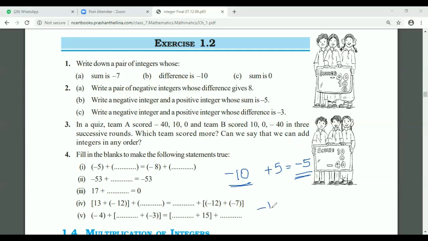If you are taking -15 and adding positive 10 with that, there also you will get -5. So you will get an infinite number of examples, the pairs of numbers which will give -5 as the answer when we are adding.